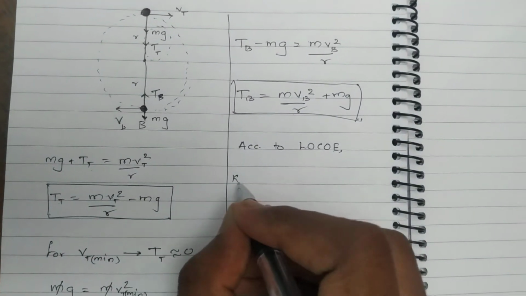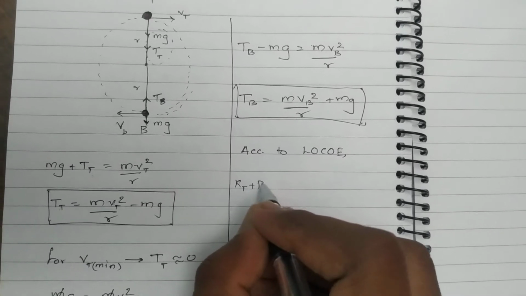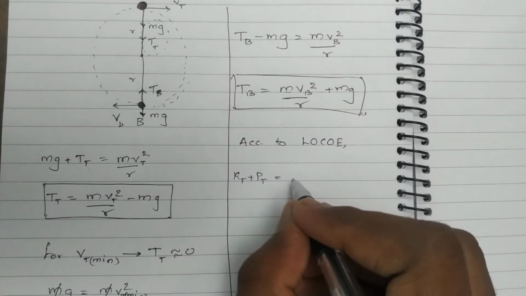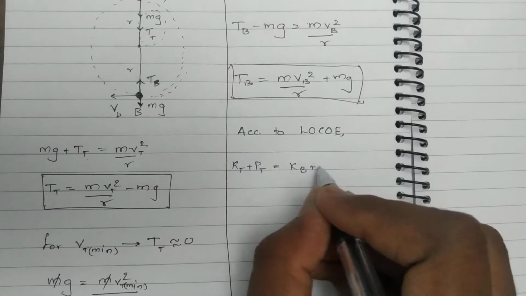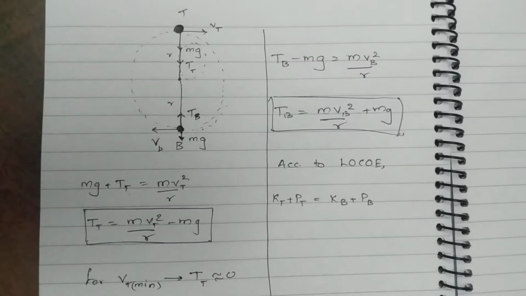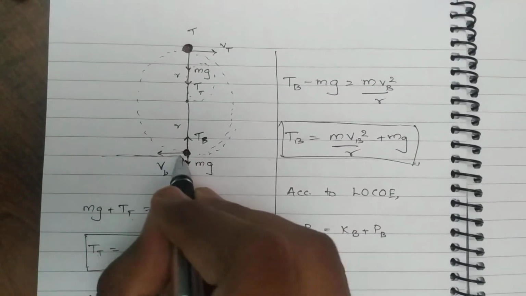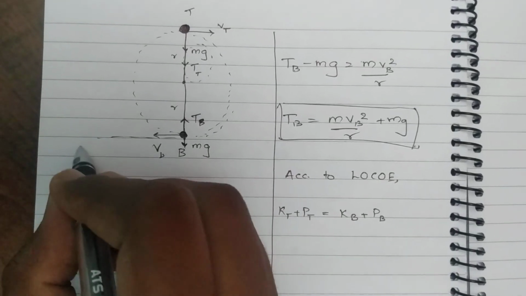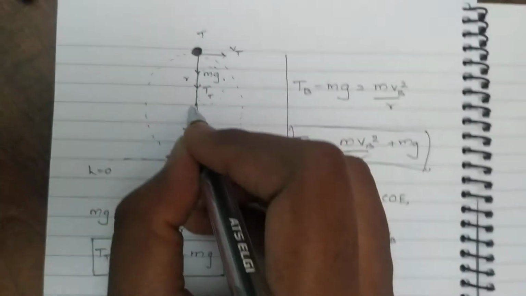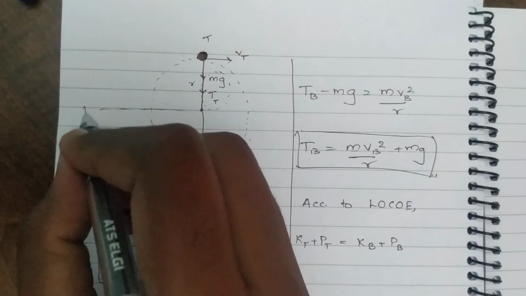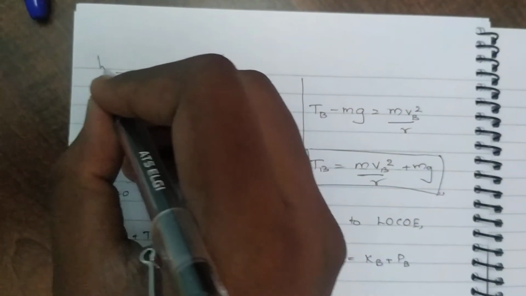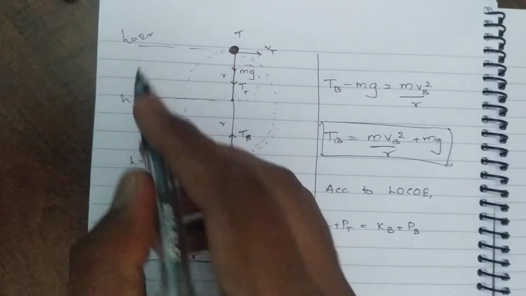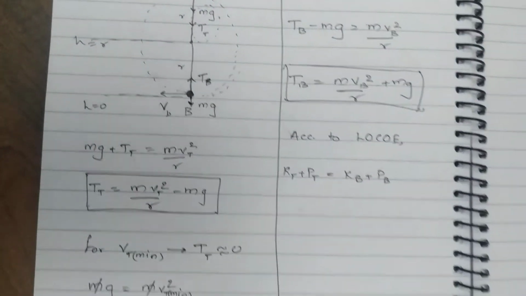The conclusion says that kinetic energy at the topmost position plus potential energy at the topmost position will be equal to kinetic energy at the bottommost position plus potential energy at the bottommost position. So if you are considering the bottommost position as the ground, here the height will be 0. In the center the height will be considered as r, and at the topmost position the height can be considered as 2r, provided you are considering the bottommost position as height equal to 0.